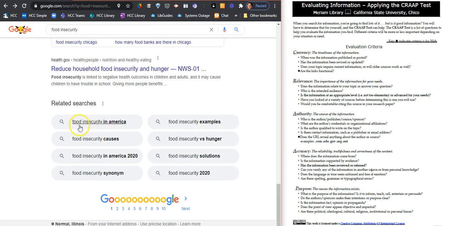I believe food insecurity is a good term to search, but they also have food insecurity versus hunger. Depending on the topic that you're searching, there may be a more recent or maybe an older term that could mean the same thing. That's why you definitely want to do your research and find out, are you searching the proper terms? Like, here's an example, food insecurity synonym. Is there another word for that?